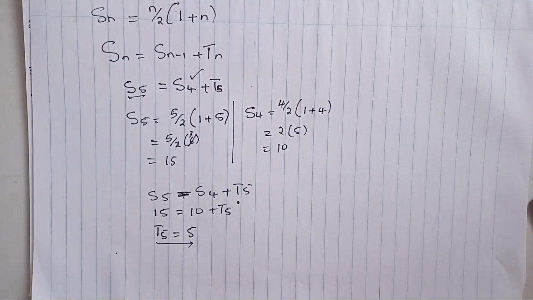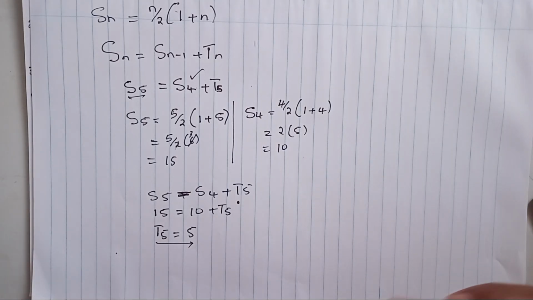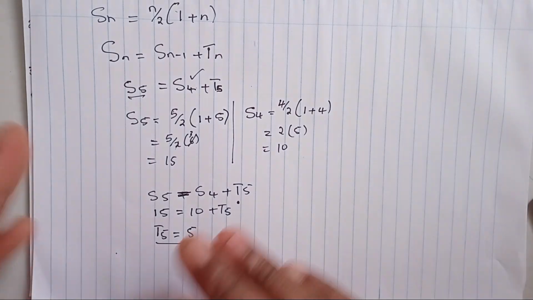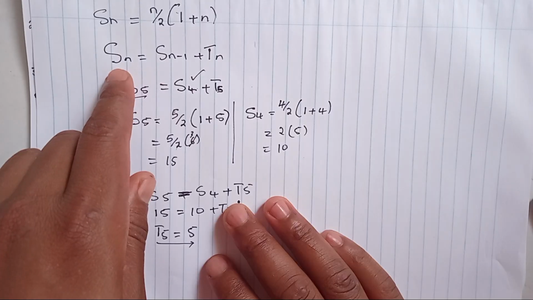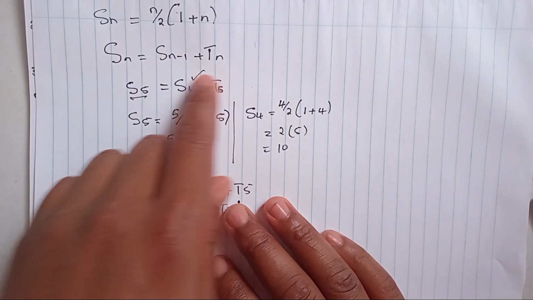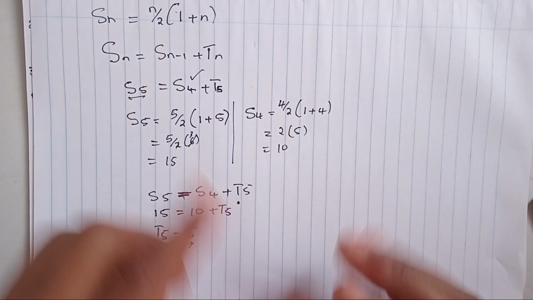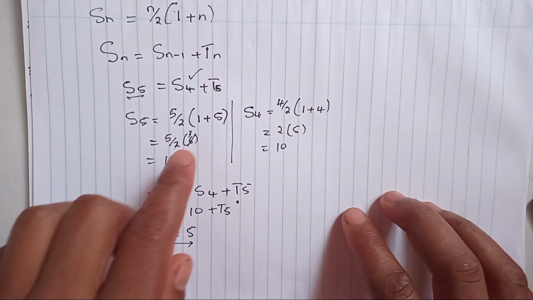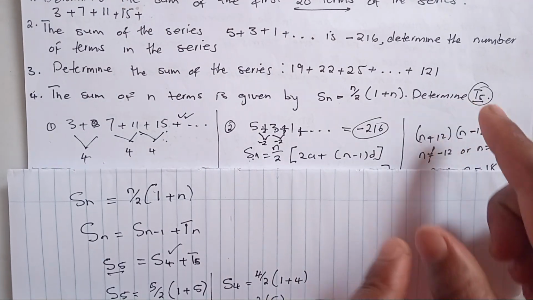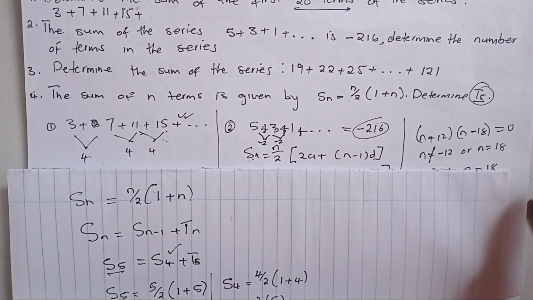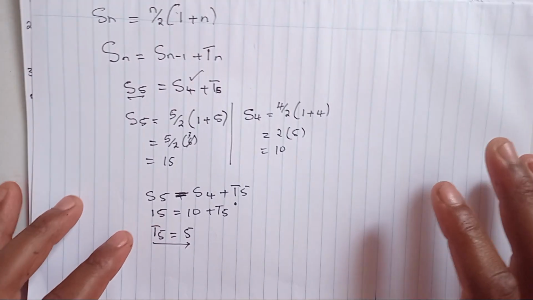Remember, I emphasized more on this type of question, that if they are looking for T something given a formula like this, you are forced to use this kind of notation so that you get the accurate answer. If they were looking for T6 in the question, I was going to use T6 and T5 in this notation. You don't have to panic, guys.